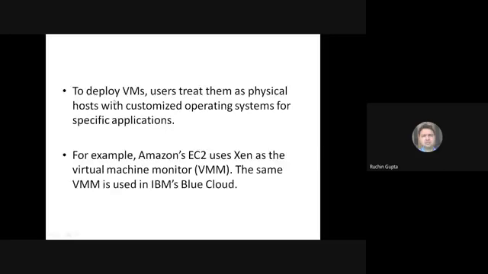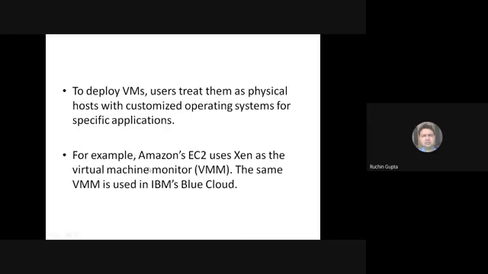So to deploy the virtual machines, the users treat them as physical hosts with a customized operating system for specific applications. Whenever the different consumers are using the virtual machines, they are treating them as a physical kind of thing. And each virtual machine has its own operating system, which is customized according to the consumer and according to the specific applications being run over that virtual machine.